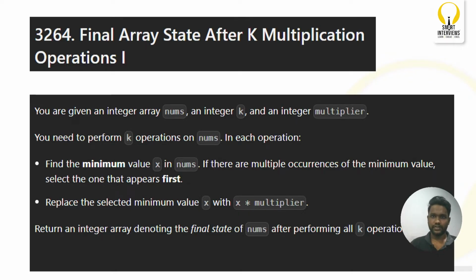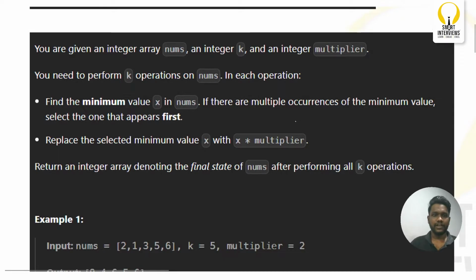We are going to solve the first problem from LeetCode's bi-weekly contest for Winterval. And without wasting any time, let's get into the problem. The first problem given in the contest was problem number 3264, Final Array State After K Multiplication Operations 1. In this problem, we are given an integer array nums, an integer k, and one more integer called multiplier.